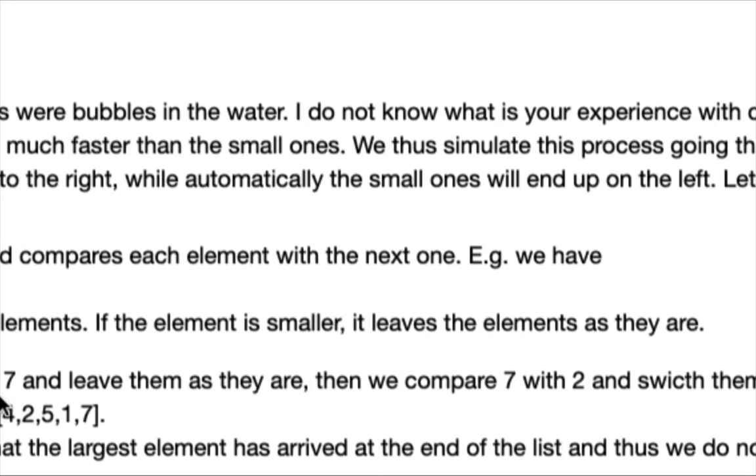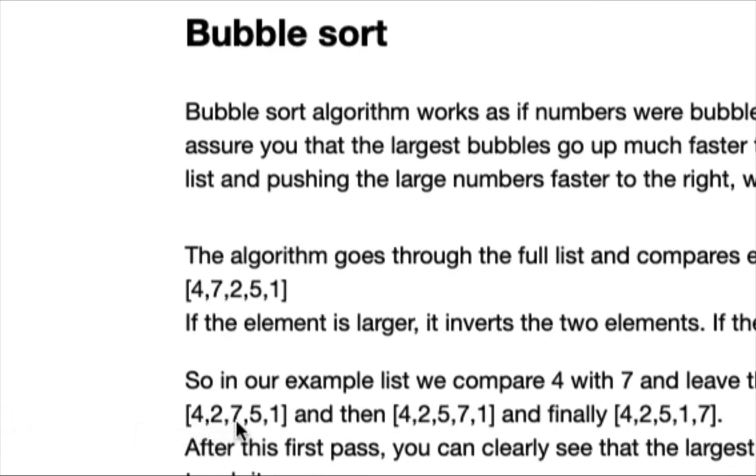And obtain 4, 2, 7, 5, 1. Okay, then I go on, I compare 7 with 5. 7 is larger than 5, so I switch them: 4, 2, 5, 7, 1. Then I go on, I compare 7 with 1. 7 is larger than 1, so I switch them.